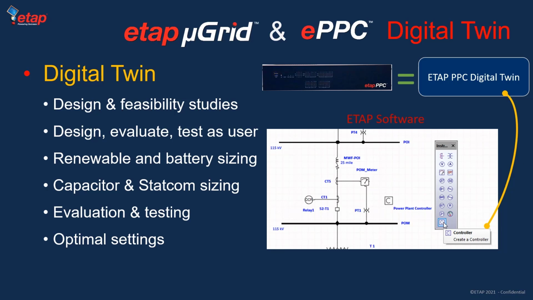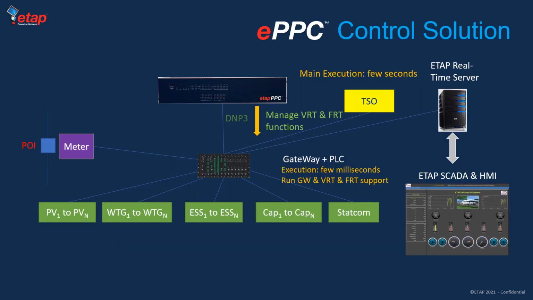Also sizing the capacitors and static compensators, performing evaluation and testing, and also looking at the optimal settings. As shown here, the ETAP PPC main execution rate is a few seconds depending on the number of tags, supported functions, and hardware selection, while the gateway PLC execution rate is in milliseconds.